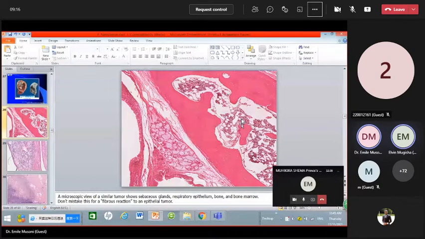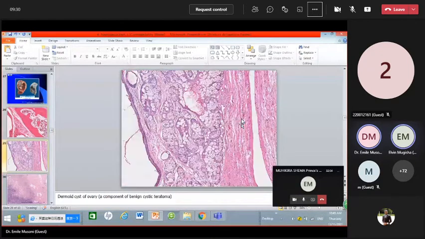So don't be surprised when you submit an ovary to the lab, then the report will come back: we found hair follicles in the ovary, found bones. So this one, I say it is a teratoma. For example, this one is a dermoid cyst of the ovary. It has a cystic lesion and some sebaceous gland here.